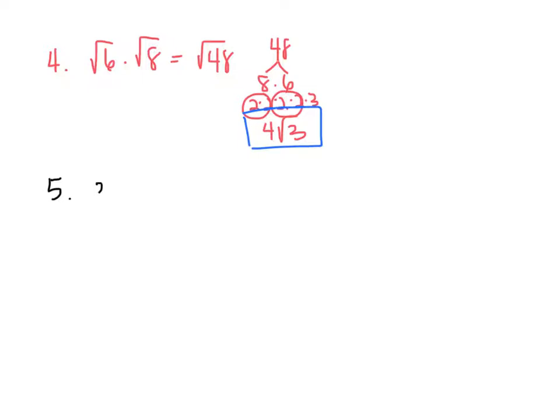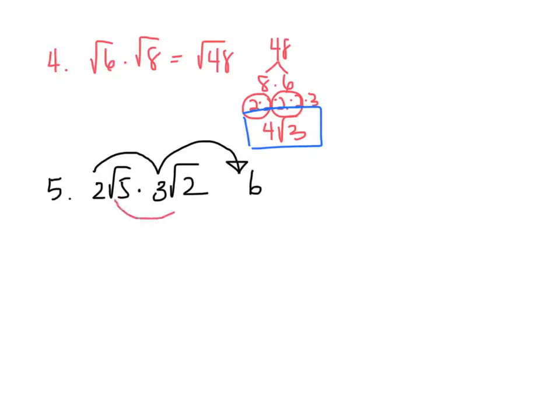If I have 2 radical 5 times 3 radical 2, when you are multiplying, the numbers outside get multiplied and create a new number outside. The numbers under get multiplied and it creates another new number under. Square root of 5 cannot be simplified. Square root of 2 couldn't be simplified.